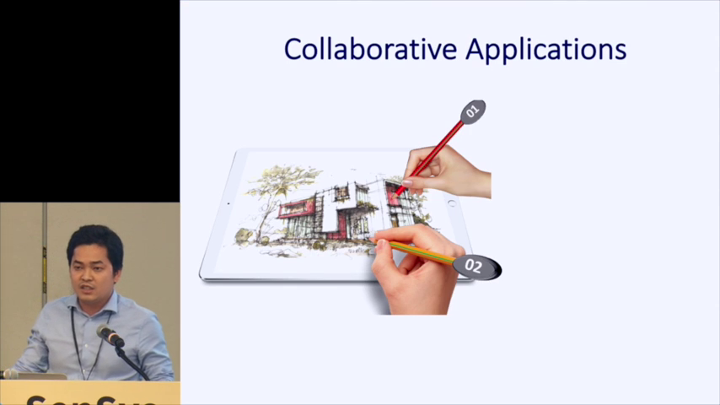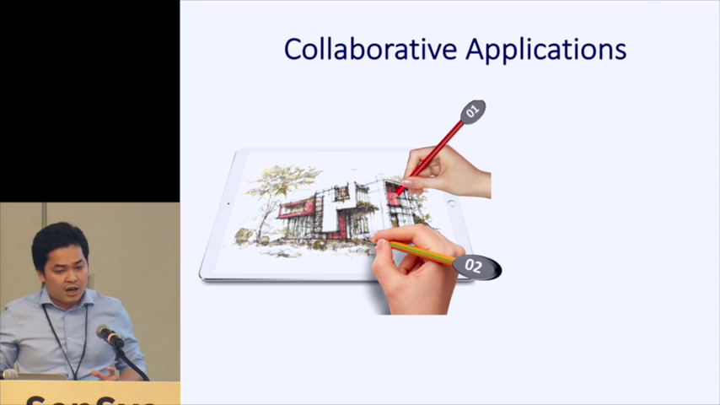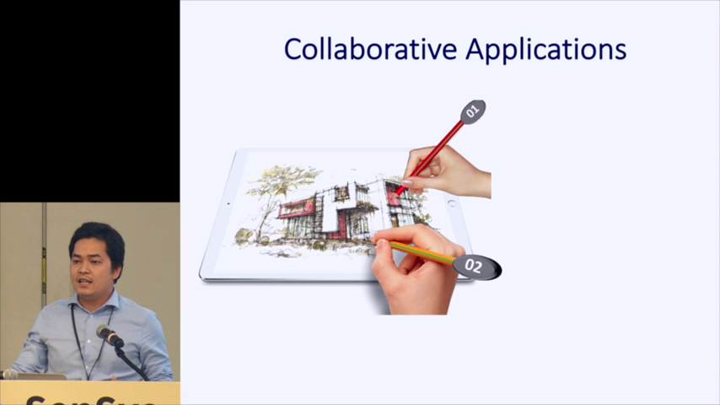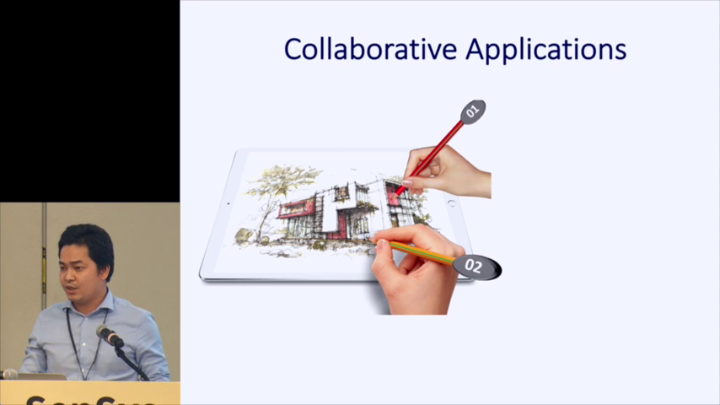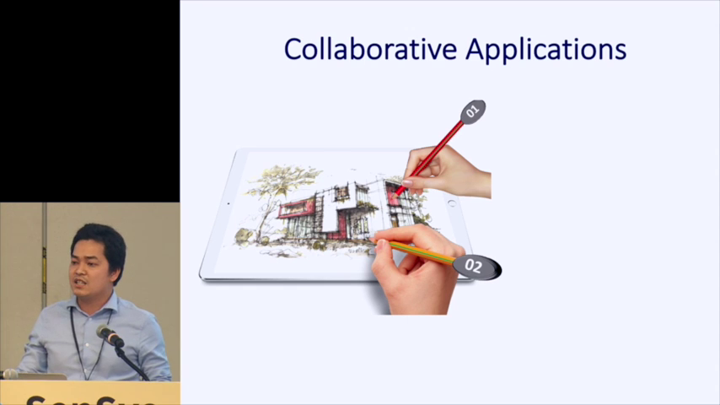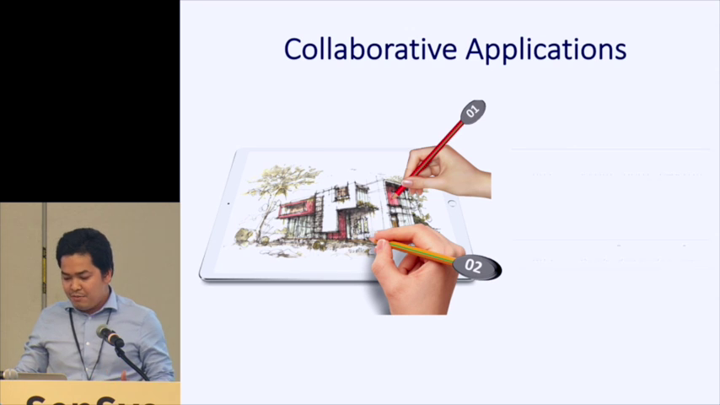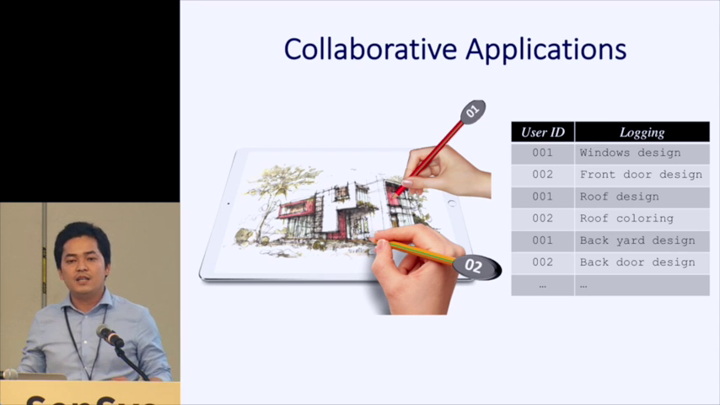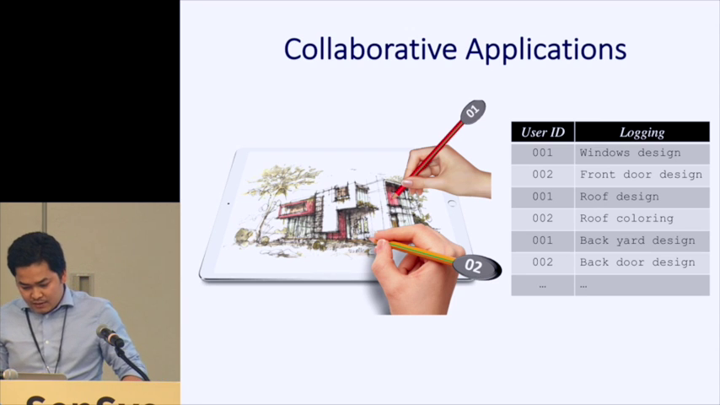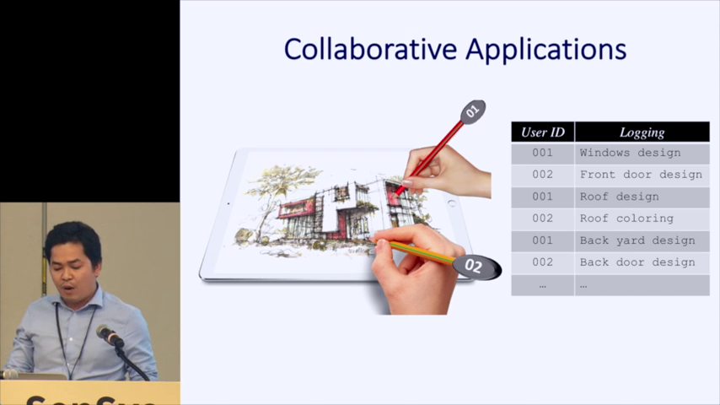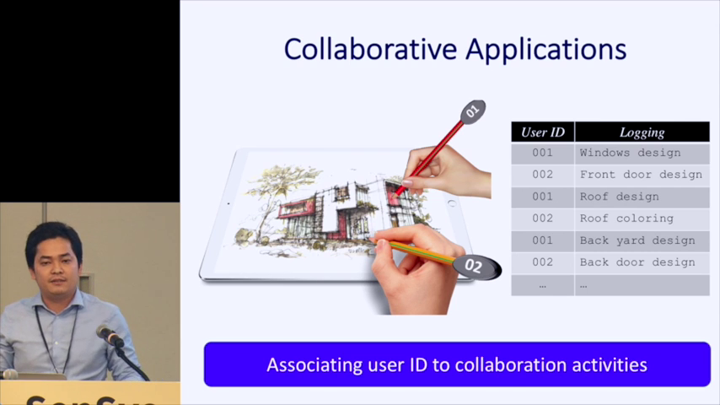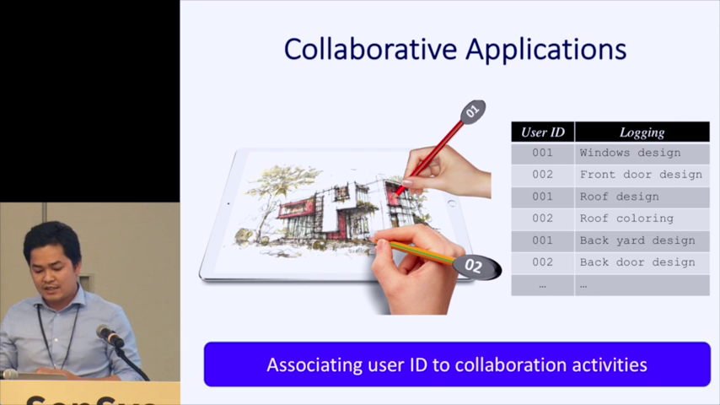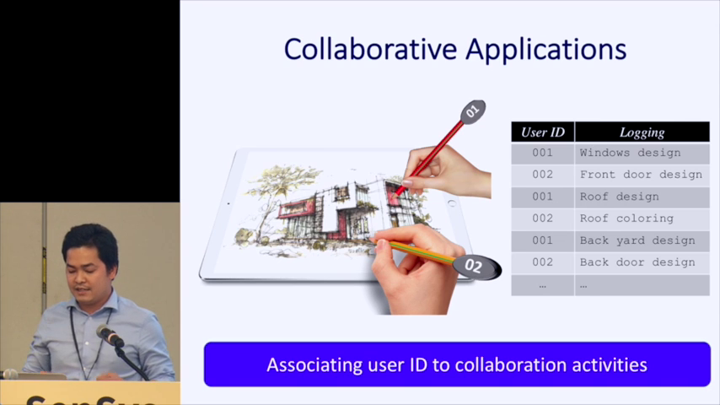The first application that I want to mention here is the collaborative application. This figure shows two designers designing the same house using two styluses on the same tablet. If each stylus can send its information to the mobile device through the touch sensor, then the touch sensor can recognize the location of each stylus. The application on the mobile device can tell the activity of each user, and then we can use it for an accounting application, for example, listing who did what. So in order to enable this application, there's a requirement of associating the user ID to the collaborative activity. The mobile device needs to know which activity comes from which stylus, and the stylus has to have the capability of sending its information to the touch screen.